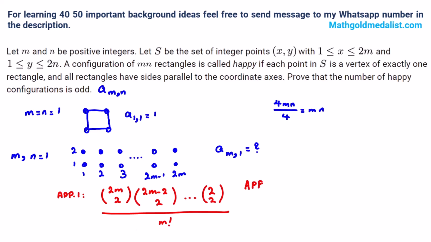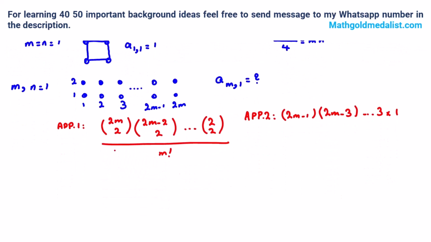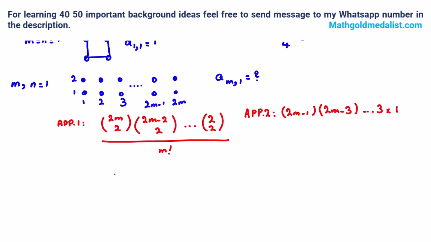Approach 2 is what? You can say, okay, for this one, we want to select another column. So how many columns are left? 2m minus 1. So 2m minus 1. Then you say, okay, for example, this one. Then for this one, how many cases are left? 2m minus 3. Like this, you write 2m minus 1, 2m minus 3, to 3 times 1. And we can prove they are equal. How? Let me tell you. We can say it is what? 2m factorial over 2 factorial times 2m minus 2 factorial.